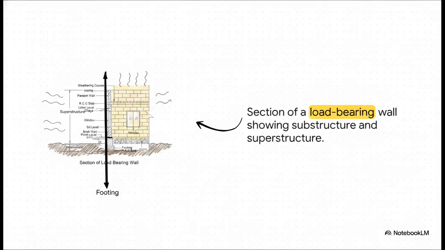Here we get to see our complete vertical journey, rising seamlessly from the PCC bed and footing all the way straight up through the brick wall to the parapet. Notice that dividing line right at ground level? That's key. Everything below that line is the substructure, doing the heavy lifting of transferring loads to the earth. And everything above it? That's our superstructure, which actually encloses our space and gives us thermal insulation.